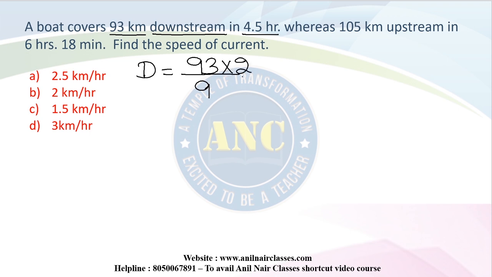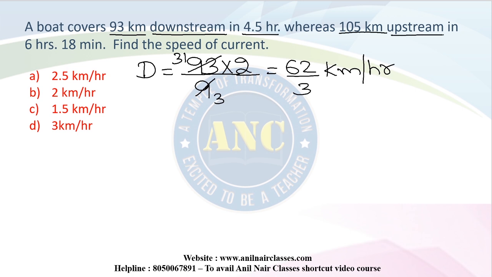I hope you are understanding. I am explaining very slowly because the basic idea is to make you understand, not just explain whatever I know. Now, if I simplify further, 3 into 31 is 93. 31 into 2 is 62. 62 divided by 3 kilometers per hour will be the downstream speed. Next, 105 kilometers upstream in 6 hours and 18 minutes.